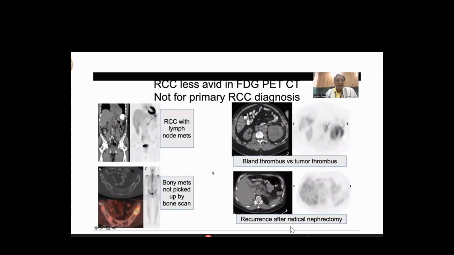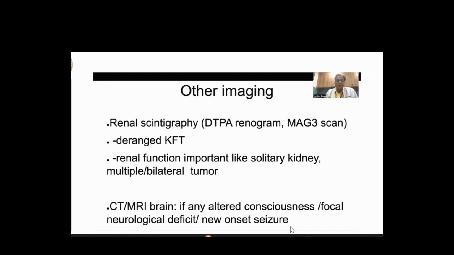Then in the follow-up, if metastatic disease is there, we use FDG PET scan to see the response of disease, whether it is stable or progressive. It's a functional imaging. So if the uptake of FDG is less, one can say that the patient is responding to the treatment. The other imaging used in renal masses is renal scintigraphy, DTPA renal scan, MAG3 scan, for deranged renal function, or when there is a single kidney or bilateral tumor or suboptimal function, where saving the kidney is imperative, then one has to use DTPA renogram.